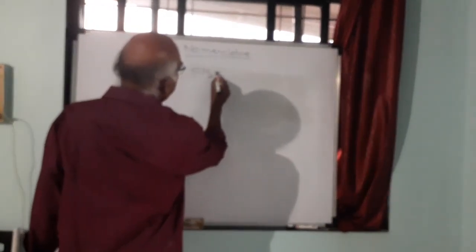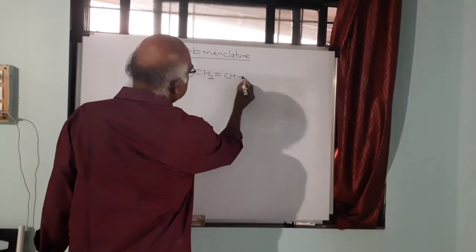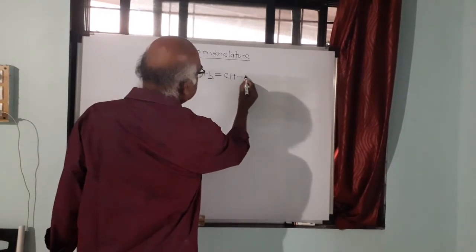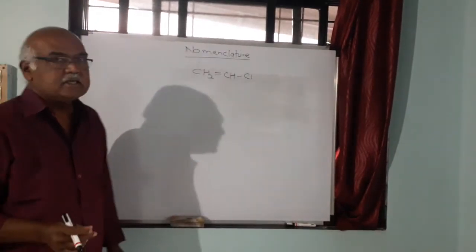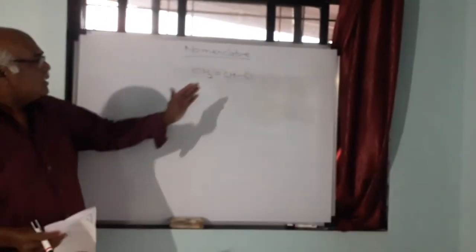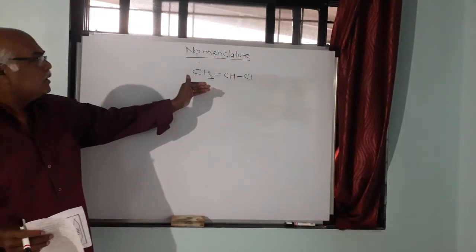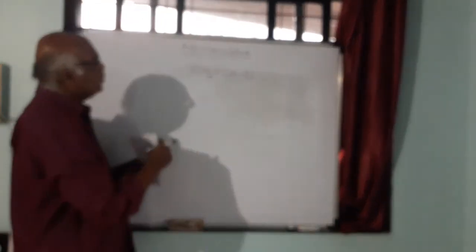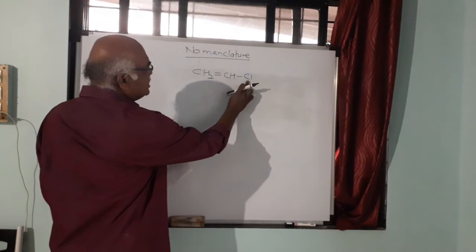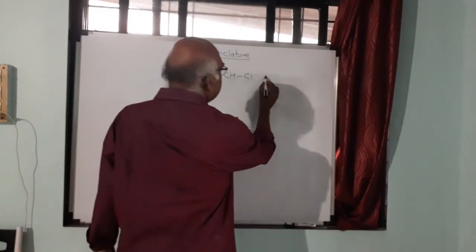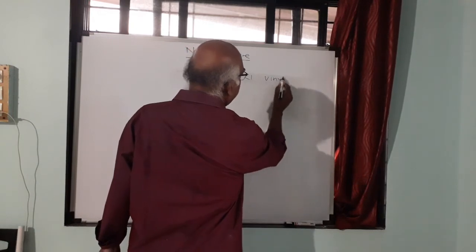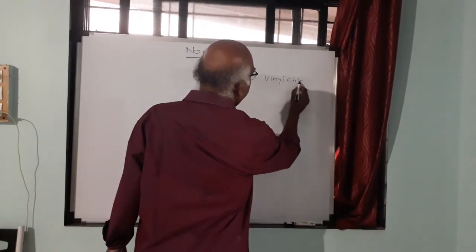CH2 double bond CH, and I will write Cl. Okay, CH2 double bond CH and Cl. Yesterday I told you this particular group is called the vinyl group, and there is chlorine, so this is vinyl chloride. So in the common system the name is vinyl chloride.